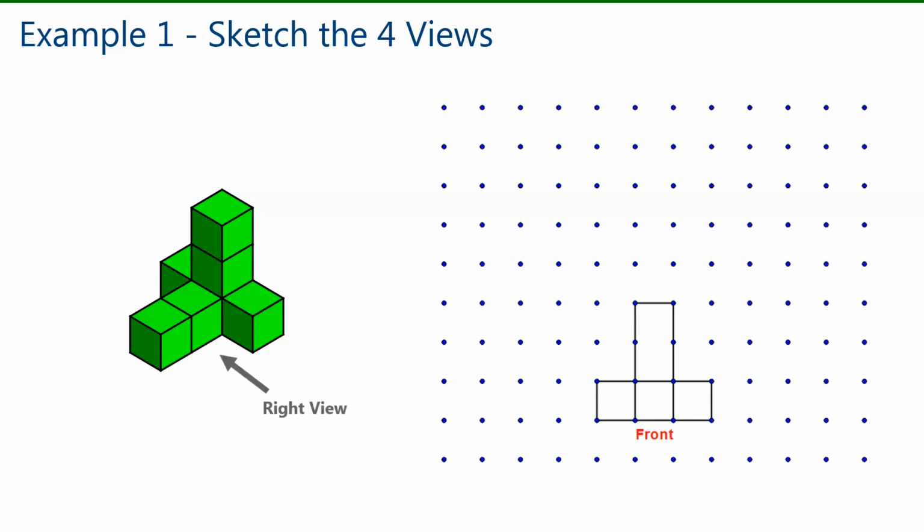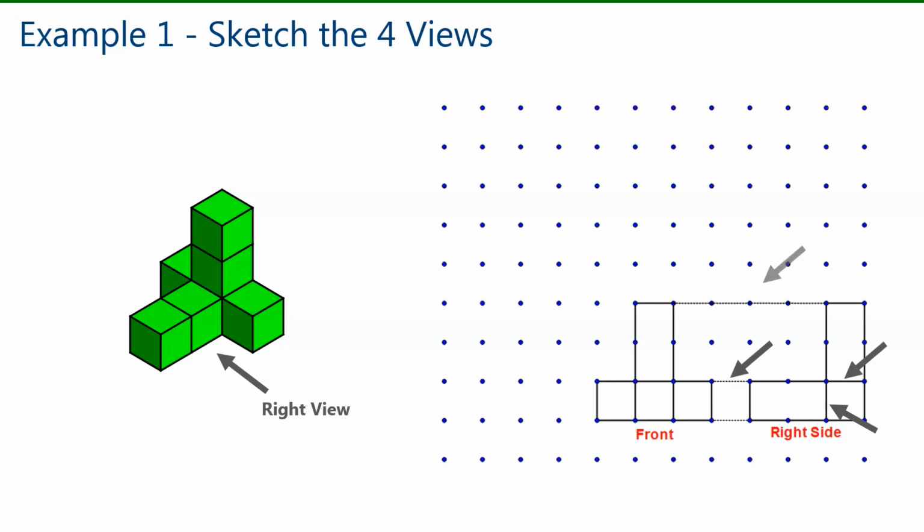Next, we'll do the right side view. The right view would look like this. Notice that we need to indicate that the bottom right corner is a different depth, so we draw a line here and here. We want to make sure that the right side view is exactly 1 block away from the front view, so we draw 1 block to the right, and we connect all corners using dotted lines to show how the two views line up.